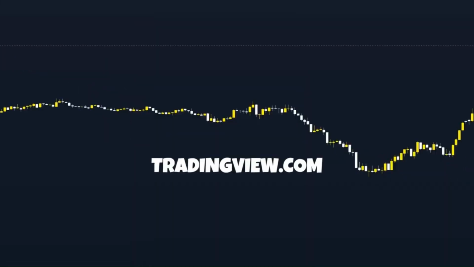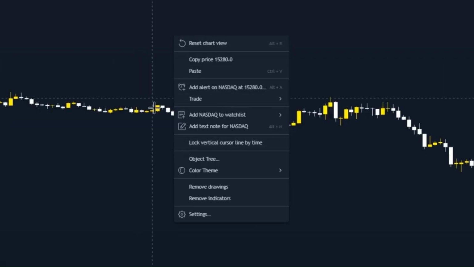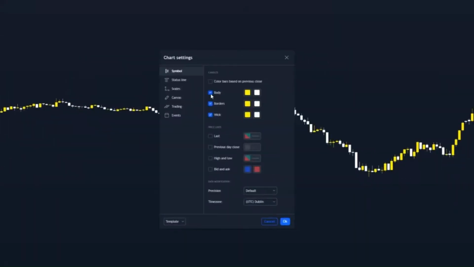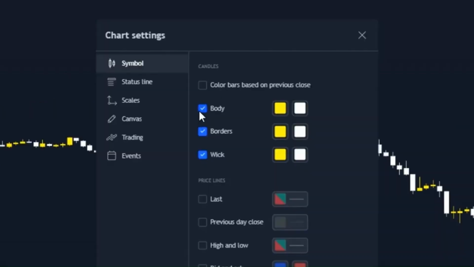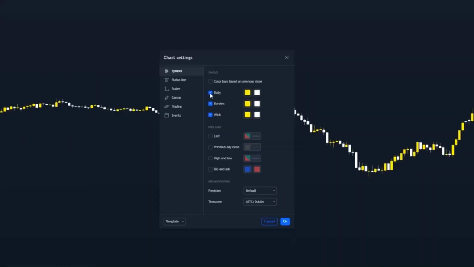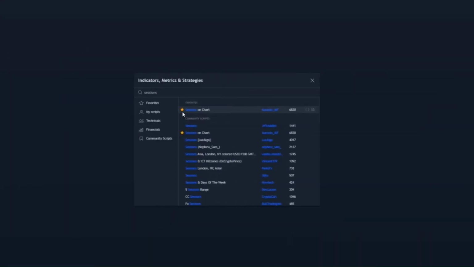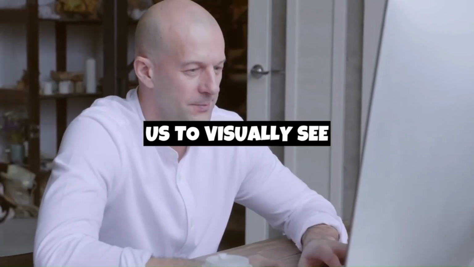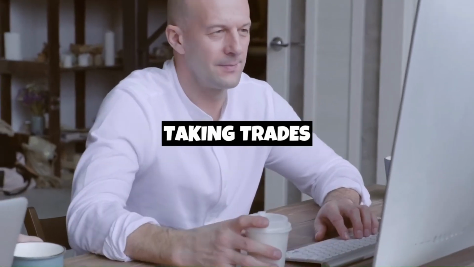Okay, so we are on TradingView.com and the first thing we're going to do is right click and go down to settings. Once you're on the chart settings right here, we're going to remove body, borders and wick. For the first indicator we are going to add is Sessions on Chart, and it just allows us to visually see exactly when we need to be taking trades.